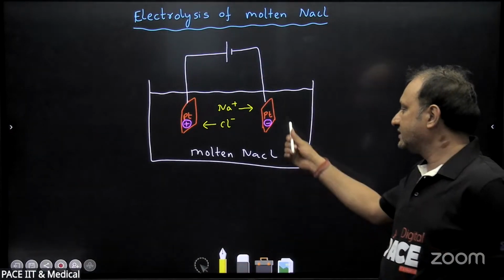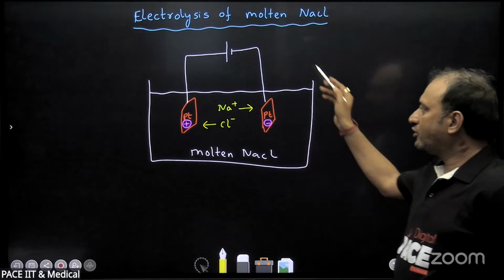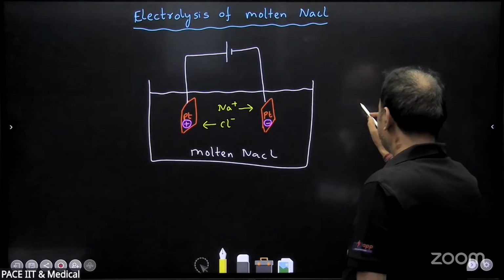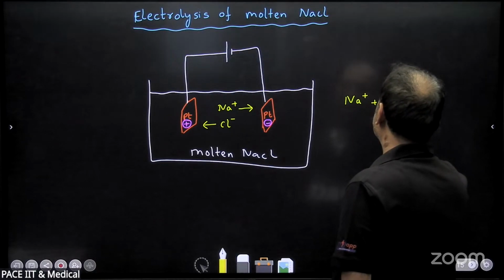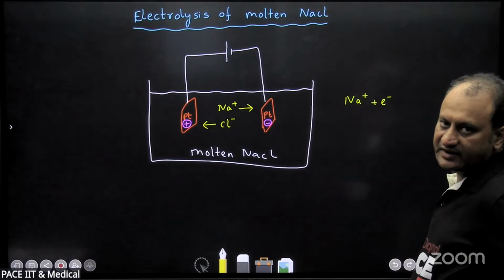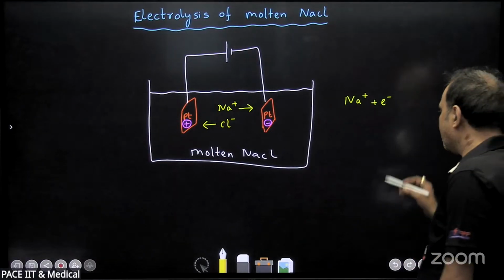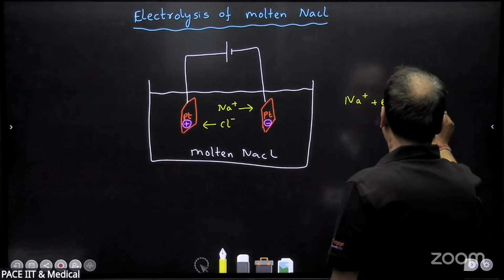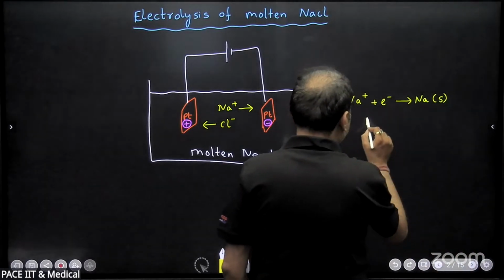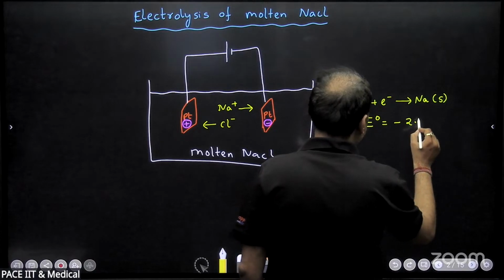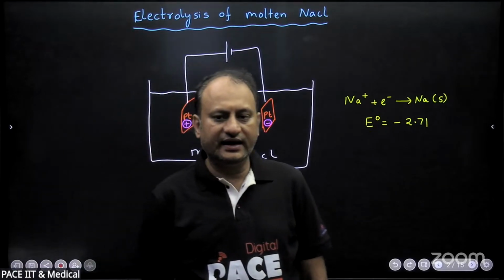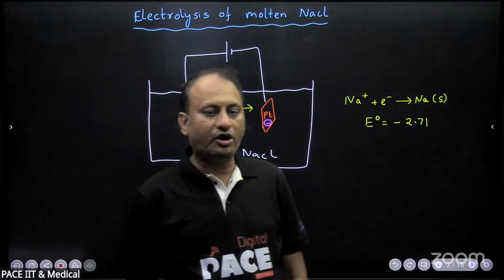Now, once sodium ions reach this plate, to flow complete current in the circuit, sodium ions will have to undergo this reaction: Na+ plus an electron gives Na. They will take an electron from the plate, because this plate is negatively charged, meaning it has an excess of electrons. Now E naught of this reaction is minus 2.7. A negative E naught indicates that this reaction is non-spontaneous. It does not want to occur.